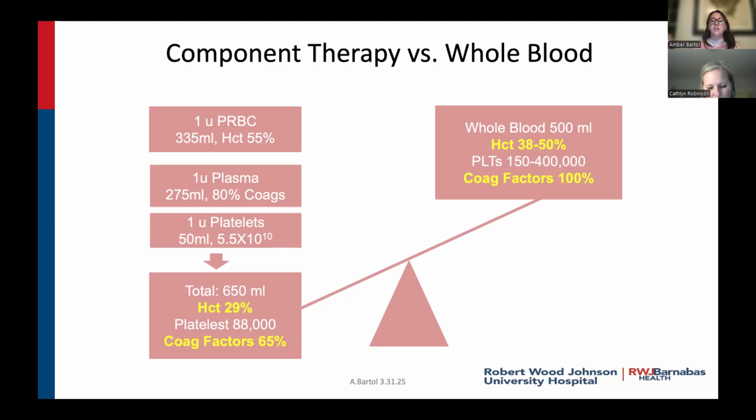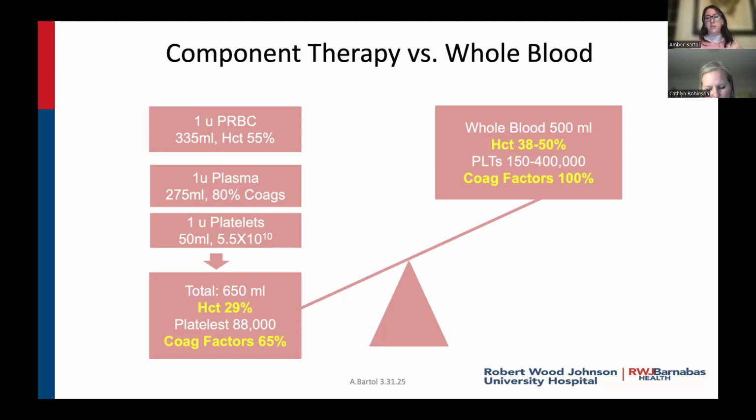And you can see in whole blood, you're getting a lot more, almost up to 50%. And then your coag factors, you're only getting 65% of them, when really, if we're bleeding, we want all the coagulation factors that we can get. And also, we're getting more volume overall. So 3 units of component therapy, you're getting about 650 mLs as opposed to the 500 of whole blood.